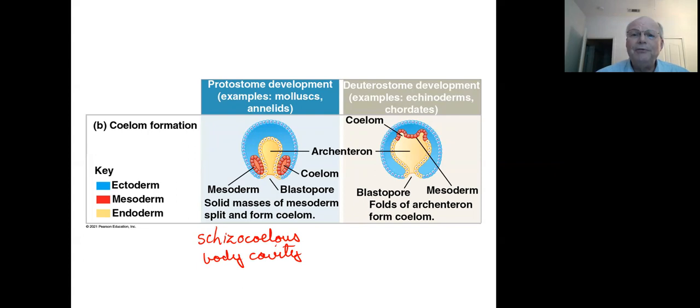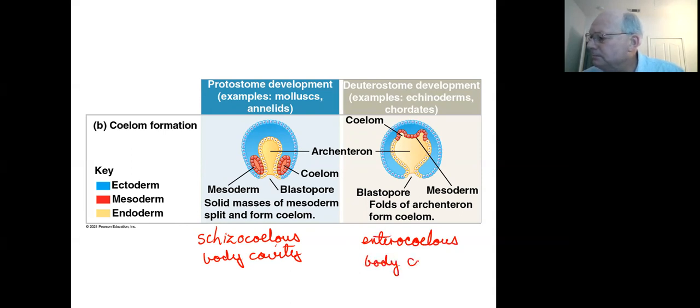In deuterostomes, the body cavity is a result of a pocketing of the mesoderm associated with the archenteron. And this is referred to as an enterocoelous body cavity. Because it's derived from a pocketing of the archenteron, the primitive gut, enteron referring to gut, arc, primitive. So an enterocoelous body cavity is a body cavity that is derived from the gut cavity via this pocketing in the mesoderm that's associated with the gut cavity of the developing deuterostome embryo. So the origin of the body cavity is different in protostomes versus deuterostomes.